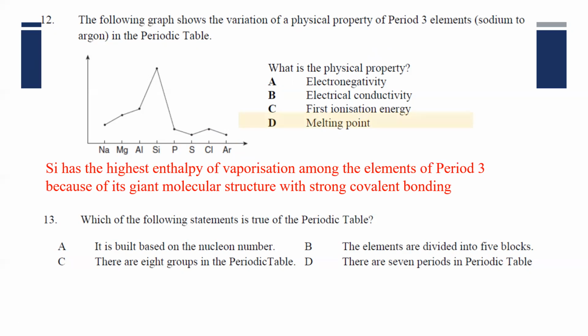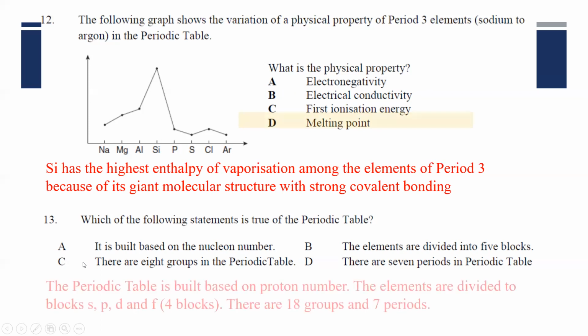Okay, number 13. Which of the following statements is true of the periodic table? It is built based on the nuclear number, which is wrong. There are 8 groups in the periodic table, which is also wrong. Elements are divided into 5 blocks. No, it's only 4 blocks, SPDF. And finally, there are 7 periods in the periodic table, which is true.